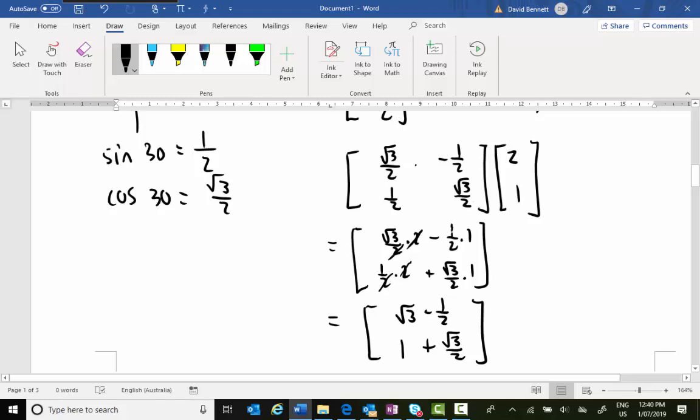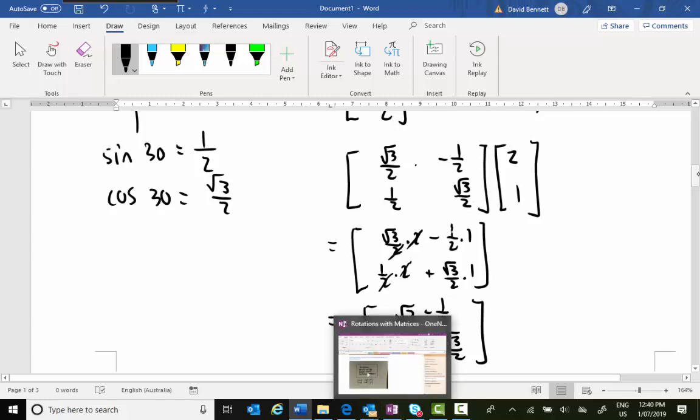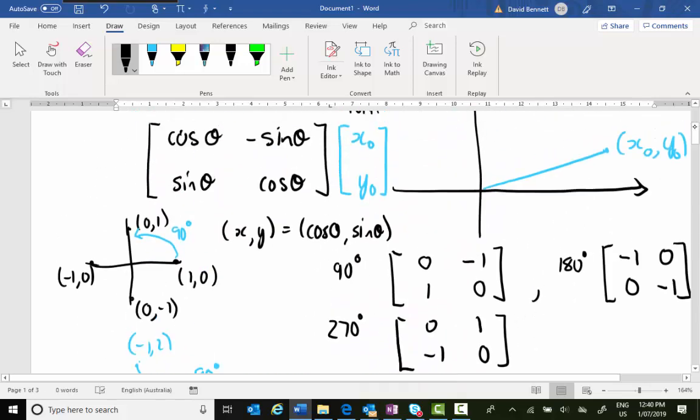Hopefully this helps, and it's pretty simple to do rotations. The only things that you need to remember are basically this stuff up the top here: that diagram, that matrix, and making sure you're putting X and Y in the order there.